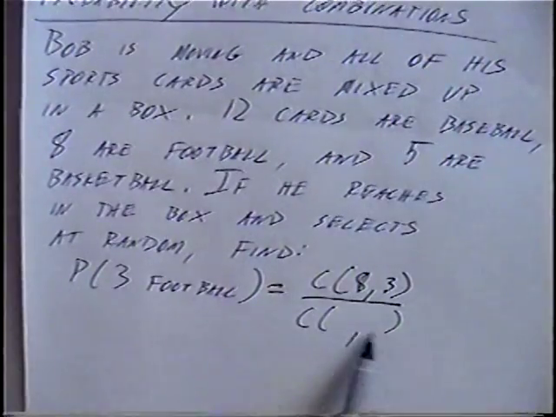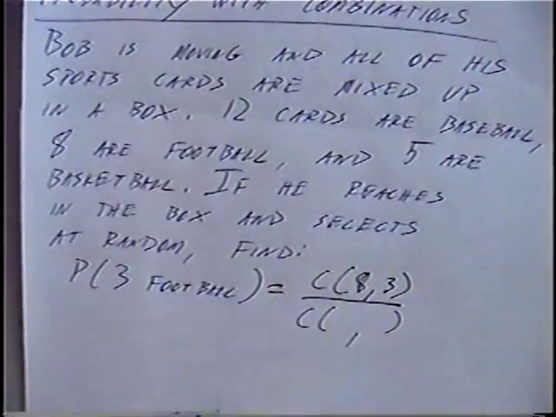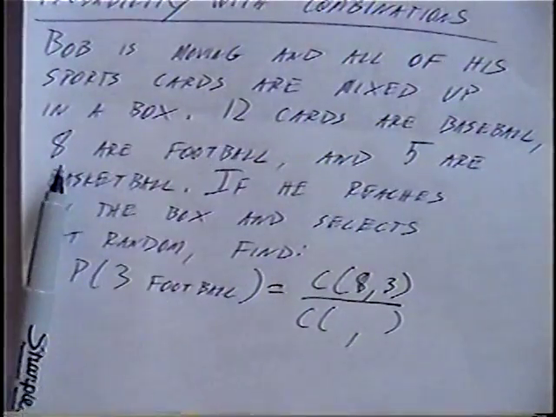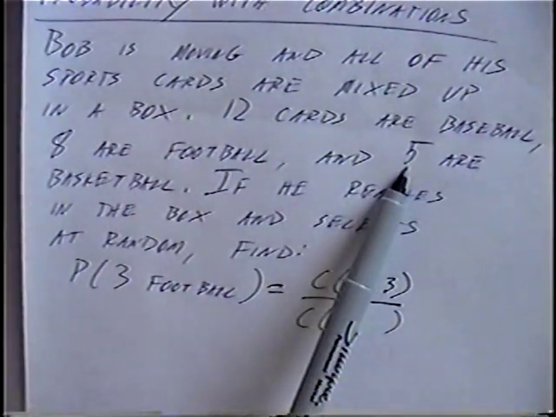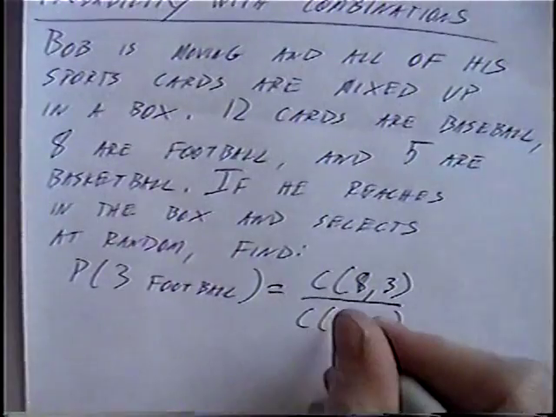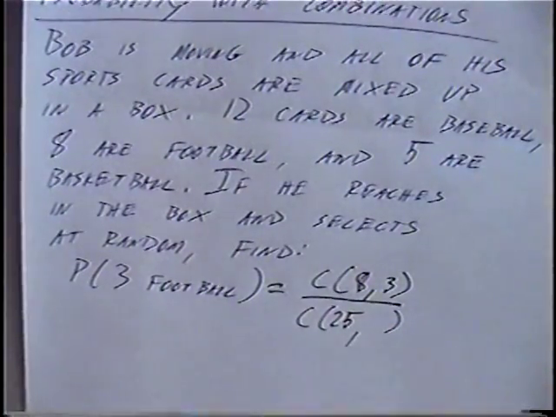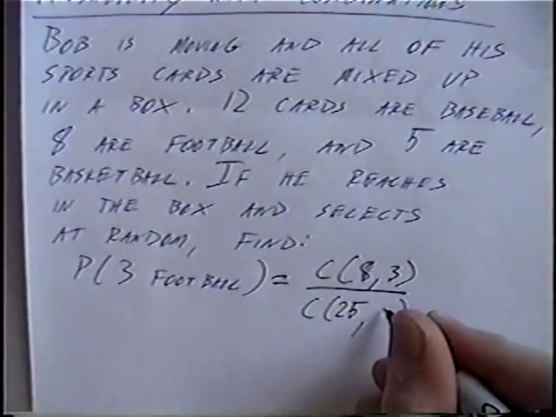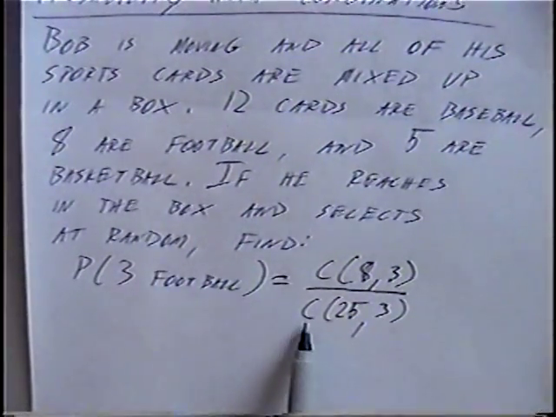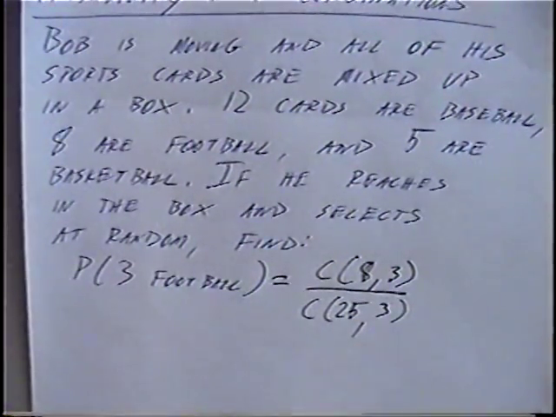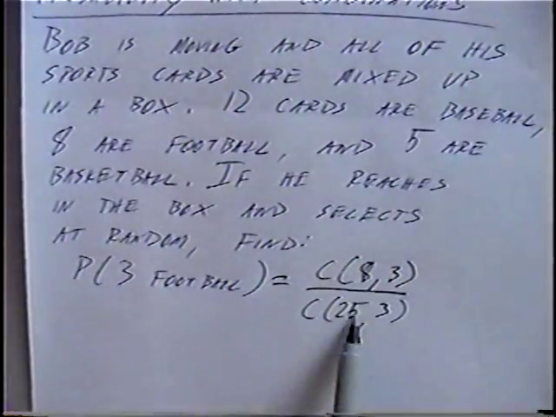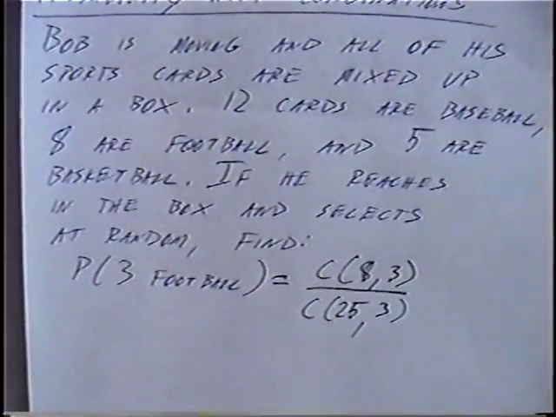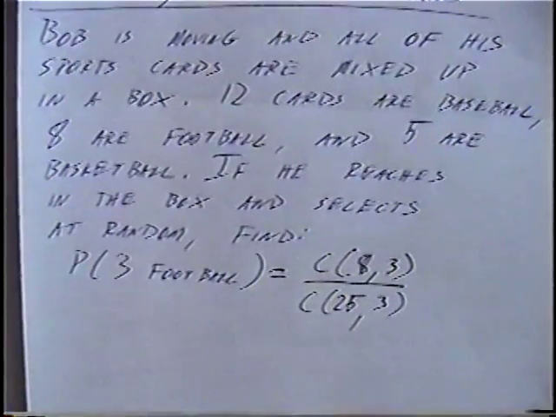For the denominator, we'll have another combination. This combination will be the total number of outcomes, for all the cards. If you count up all the cards, there's 12 baseball, 8 football, and 5 basketball. Adding those together, there's 25 total cards. We want 3 football cards, so we're picking out 3 cards. So we'll find combination 25, 3, how many total ways there are to pick out 3 cards from this box of sports cards.